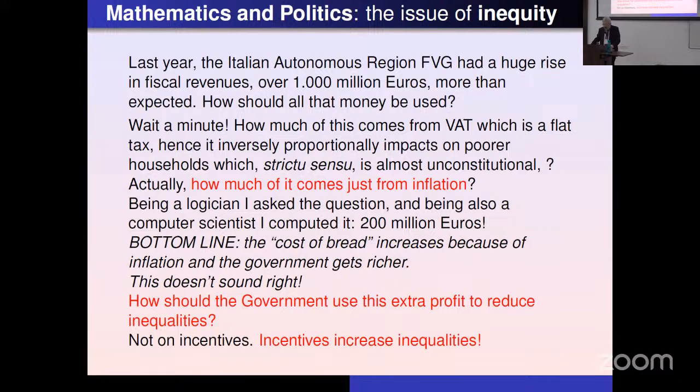So, being a logician, I asked how much of this 1,000 million actually comes from the inflation on the VAT. Because I am a computer scientist, I was capable of computing it. It was 200 million euros. So you see, the moral is the cost of bread increases because of inflation. The government gets richer. So what should it do with this money?